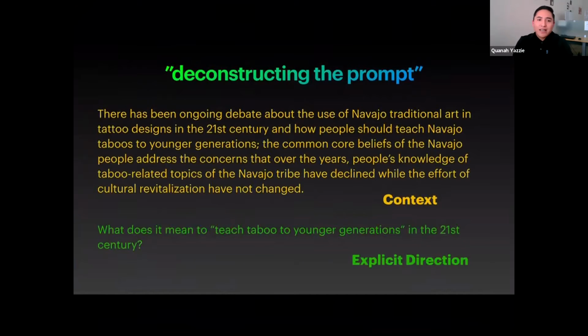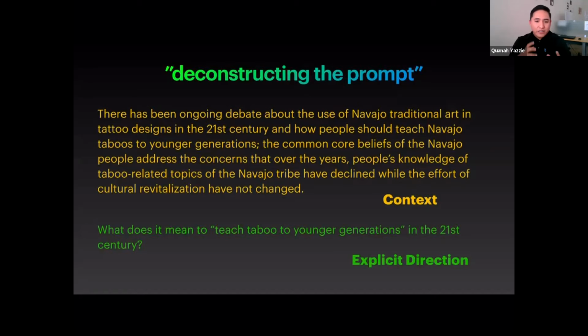Context, which is the actual topic or a passage or something like that. You need the context in order to start generating new information to create, which is that first step of Bloom's taxonomy. And then the explicit direction, in this case, is the actual prompt, the question that's being asked: What does it mean to teach taboo to younger generations in the 21st century?